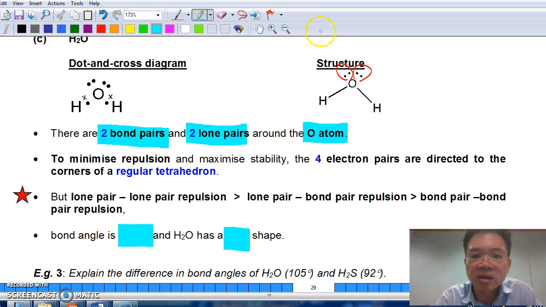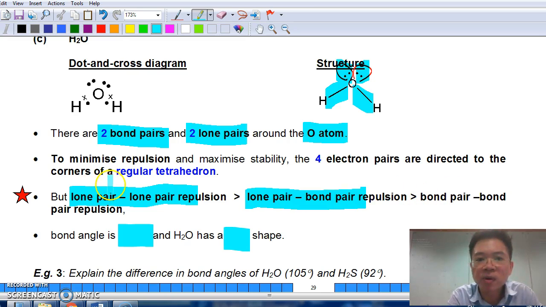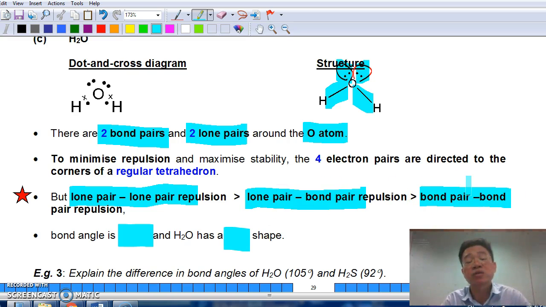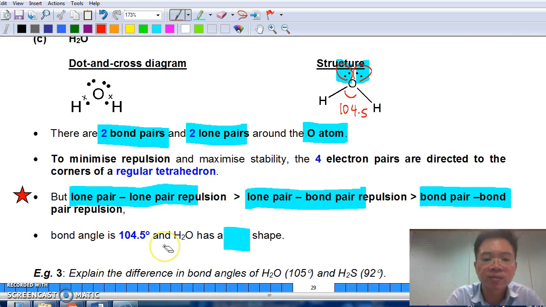But in this case, I have 2 lone pairs and 2 bond pairs. So I will mention that there's a lone pair repulsion. There's also a bond pair repulsion. The lone pair repulsion is stronger than the lone pair bond pair repulsion, and is stronger than the bond pair repulsion. Therefore, this angle here will definitely be smaller than 109.5 and also smaller than 107. In this case, it's 104.5 degrees, and it takes up a bent shape.